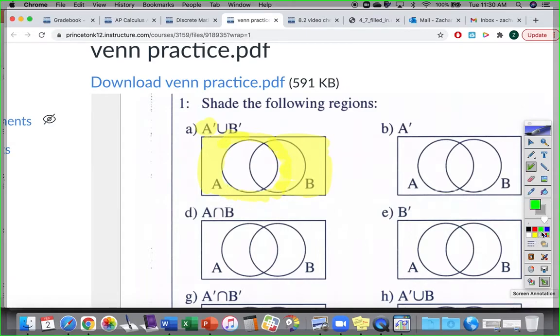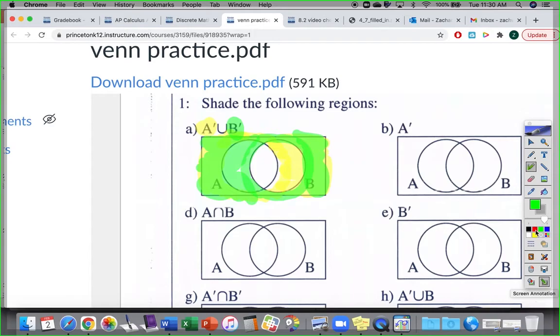In green will be B complement. So it's anything outside of the B circle. So it's everything outside of B. Okay. Now, you can see we have areas with 2 colors. We have areas with just green. We have areas with just yellow. And we have areas with no color.